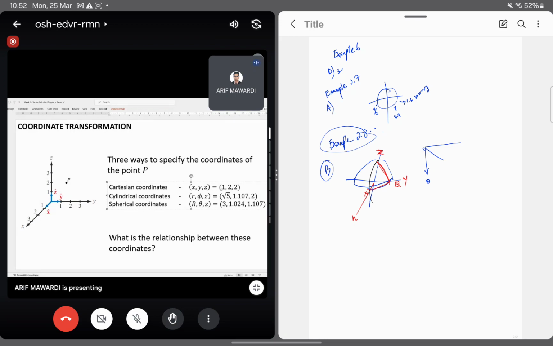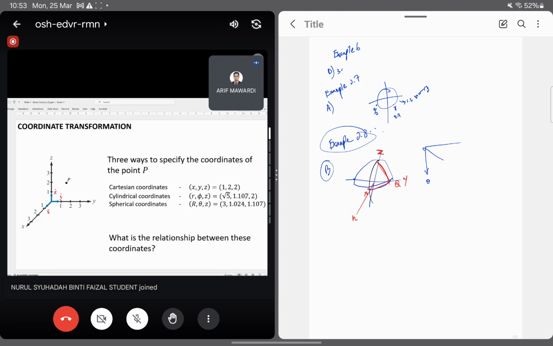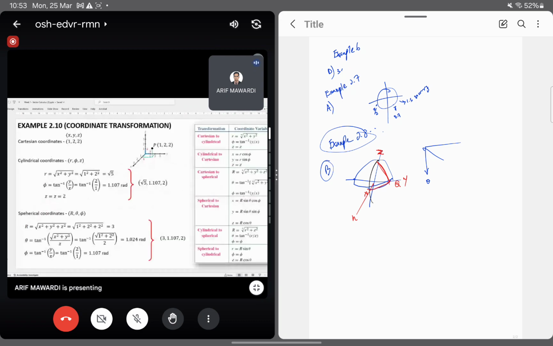So I repeat again. The thing that we are interested in now is, if I am given the coordinates of the point in the Cartesian coordinate system, can I use that information to determine the coordinates of the same point in the cylindrical coordinate system? Yeah, so we can do that.